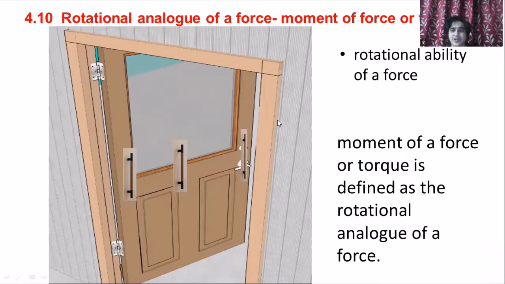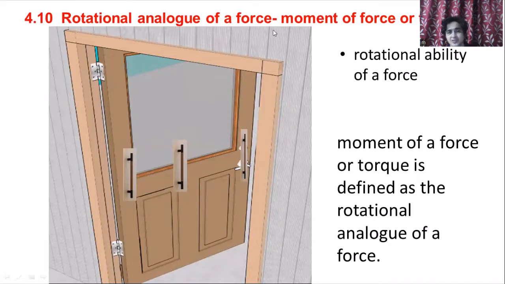So we can put it into one formula. Rotation ability of a force to produce rotation is called moment of a force. I repeat, ability of a force to produce rotation is called moment of a force, and moment of a force is equal to the product of force that we apply multiplied by perpendicular distance from axis of rotation. Here the distance.